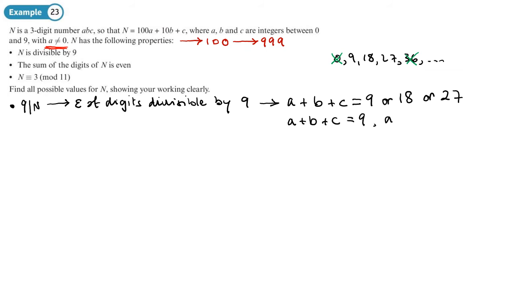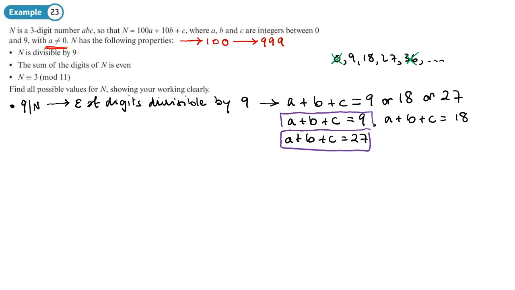A plus B plus C is 18. A plus B plus C is 27. So there's only 3 possible choices for the sums of those 3 digits to make it divisible by 9. So in these 3 cases here, the sum of the digits is divisible by 9. So that means n is divisible by 9.